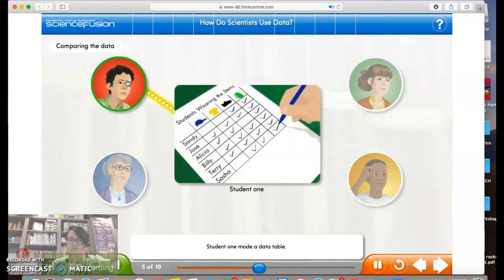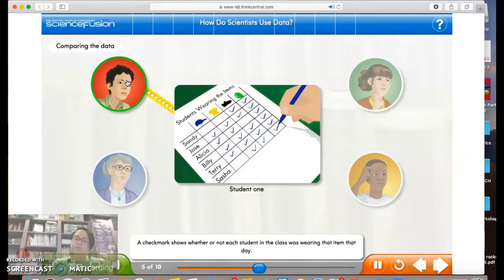Student 1 made a data table. The top column lists the 4 items of clothing. A check mark shows whether or not each student in the class was wearing that item that day.